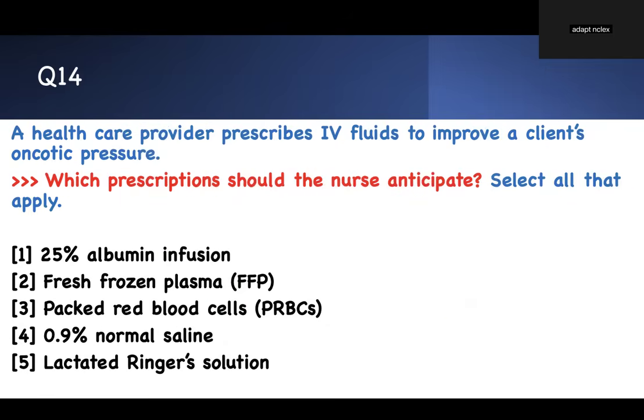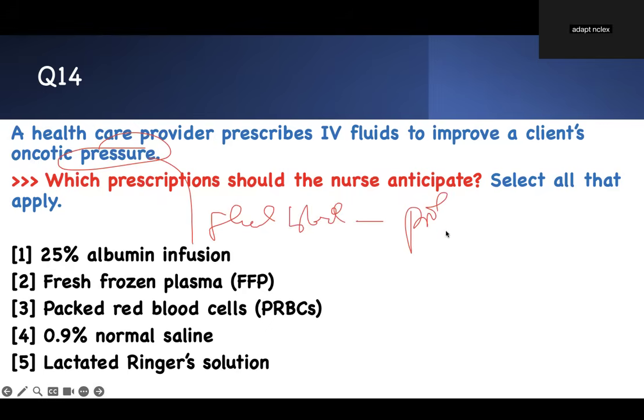14. A healthcare provider prescribed IV fluid to improve a client's oncotic pressure. Which prescription should the nurse anticipate? The buzzword is oncotic pressure. That means we're going to increase the pressure of our fluid, our blood. What is going to do that? Anything that has protein will do that. That's all. Oncotic is related to protein. I've given you the answer.